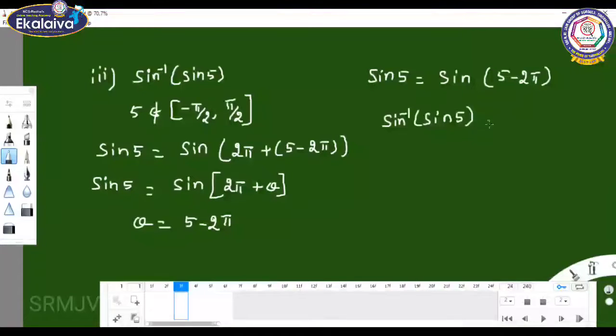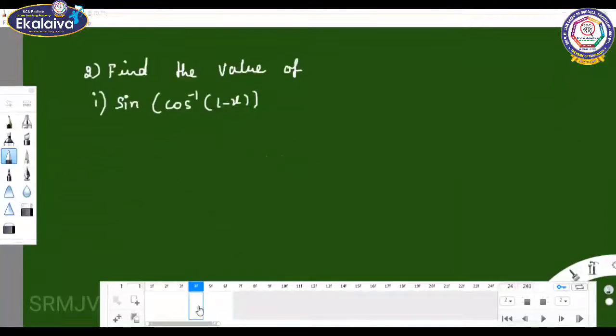Sine inverse of sine 5 equal to sine inverse of sine of 5 minus 2 pi. 5 minus 2 pi, now it belongs to the closed interval minus pi by 2, comma, pi by 2. Next, you move on to the second sum.